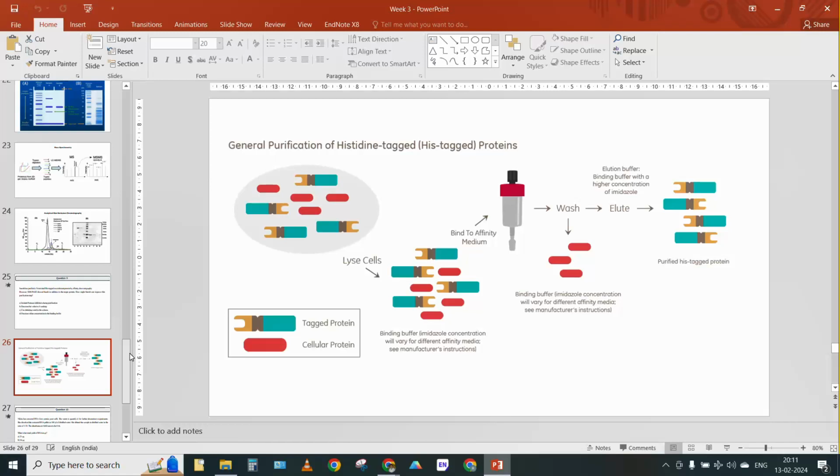As you can see in the given figure, the general purification of histidine tagged, which is his tag, proteins is shown here. So let me explain how histidine tag protein purification works. Histidine tagged proteins are commonly purified using immobilized metal affinity chromatography, which is based on the interaction between amino acid residues and divalent metal ions immobilized on resins.